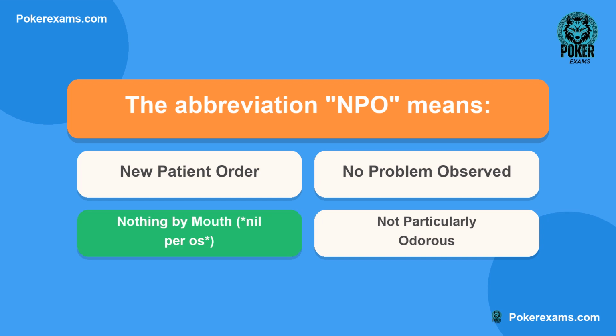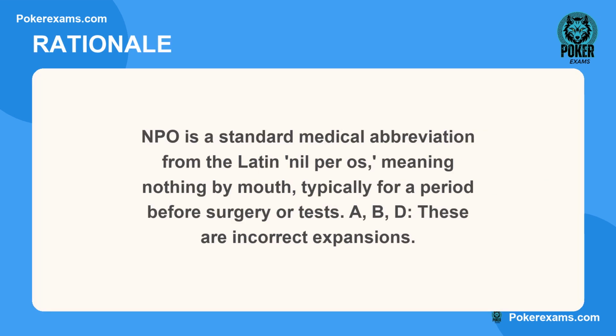The correct answer is C. Here is why. NPO is a standard medical abbreviation from the Latin nil per os, meaning nothing by mouth, typically for a period before surgery or tests. A, B, D, these are incorrect expansions.